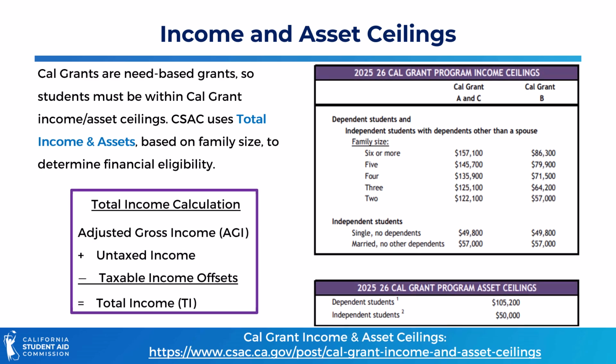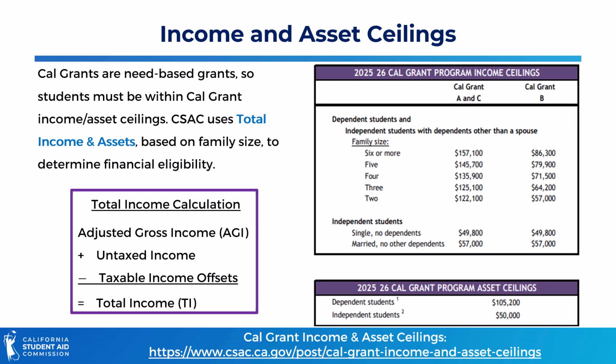As one requirement, a student's total family income must be within the ceiling for their family size. For example, based on this chart, a student who has a family size of 4 needs to have an income of $71,500 to qualify for Cal Grant B.